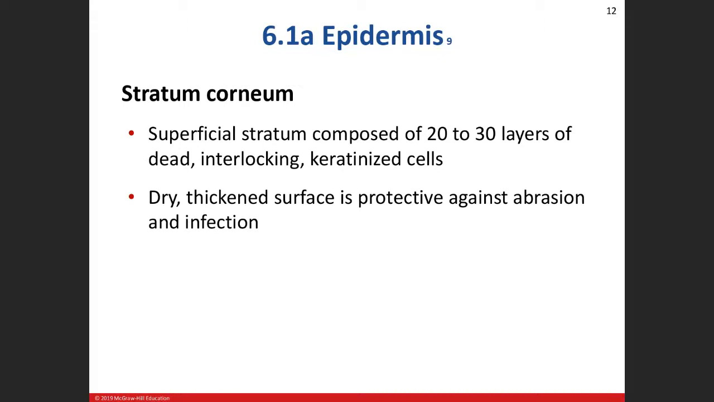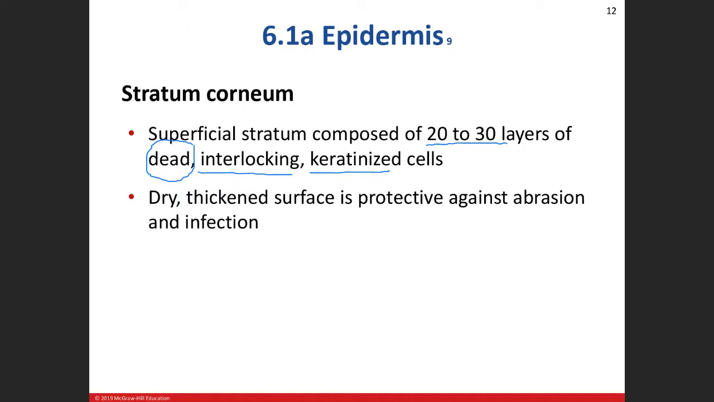So this layer can be up to 30 layers thick, but every single cell is dead because of keratin. Every single cell is tightly packed or connected to one another. They're fully keratinized. And remember, one of the functions of stratified epithelium is protection. So you'll find this type of epithelium in places that undergo mechanical stress.